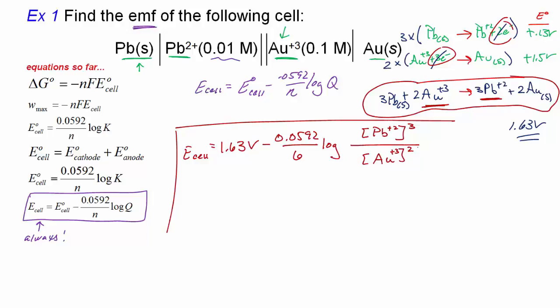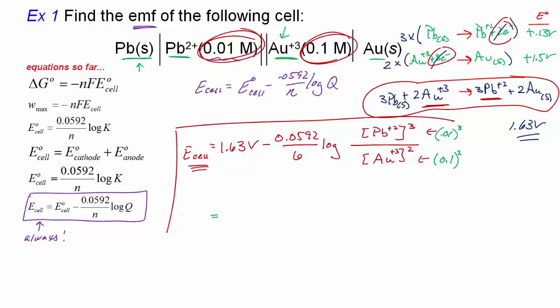Okay? So if I plug and chug, I can get my E cell. I just need to know what these concentrations are. And they told us. Where did they tell us? Right here. There's the gold concentration. There's the lead concentration. Your shorthand cell notation always gives you that information. It's going to be 0.01 cubed. And that one will be 0.1 squared.